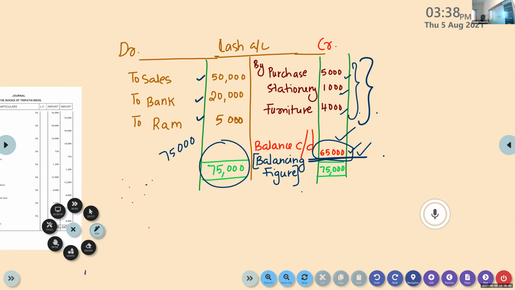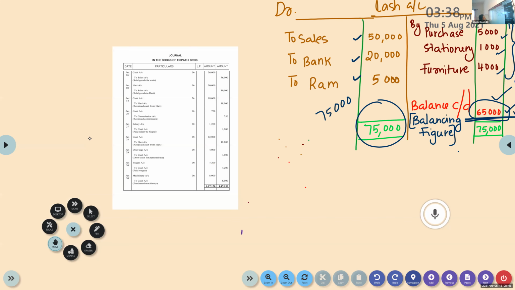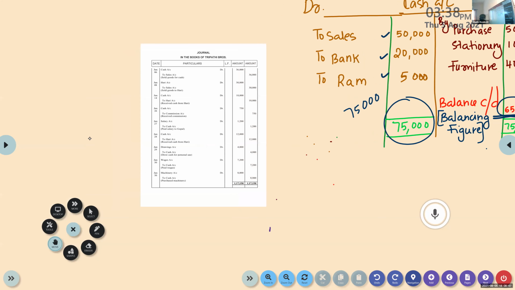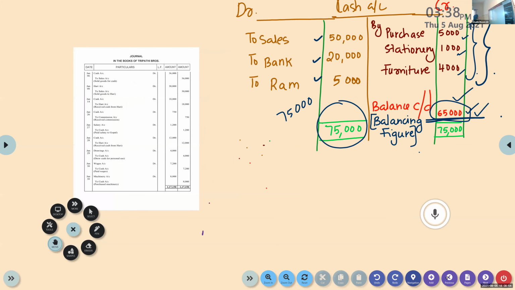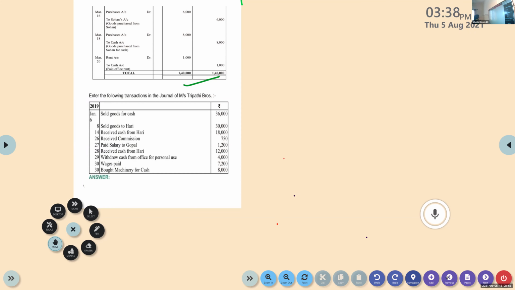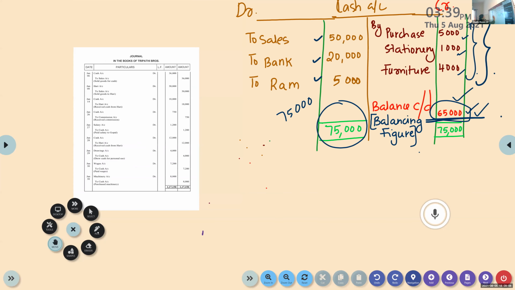of this particular problem. See, we have already solved this question. I hope everybody got this question. The question is, enter the following transactions in the journal of Tripathi Brothers. So this is already solved. We have prepared the journal. Now from this journal, we are going to prepare the ledger accounts.